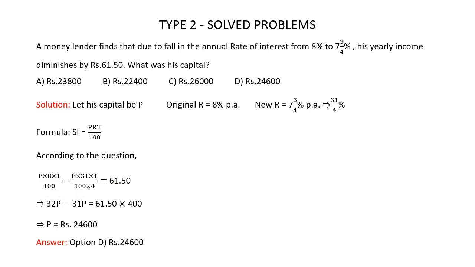On subtracting these two and then cross multiplication, we get 32P minus 31P is equal to 61.50 multiplied by 400. On solving this, we get P is equal to rupees 24,600. So the moneylender's capital was rupees 24,600. The correct answer is option D, rupees 24,600.